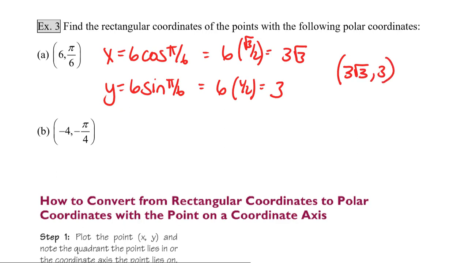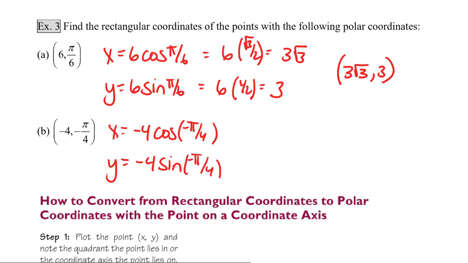Part B, we have negative 4 and negative pi over 4, so x is going to equal negative 4 times the cosine of negative pi over 4, and y is going to be equal to negative 4 times the sine of negative pi over 4.